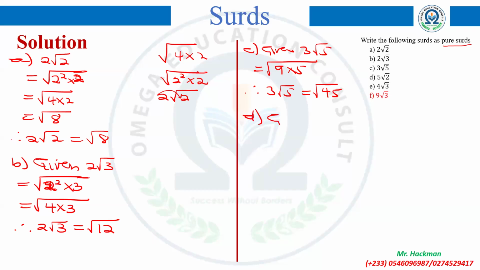Okay, so giving, and what am I giving? 5 root of 2. Okay, so this will be equal to root of, the 5 will go inside as a square of 5. Square of 5 is 25. Okay, times what? 2. So that will give us root of what? 50. You draw your conclusion here.